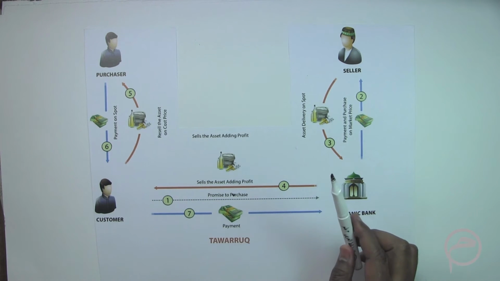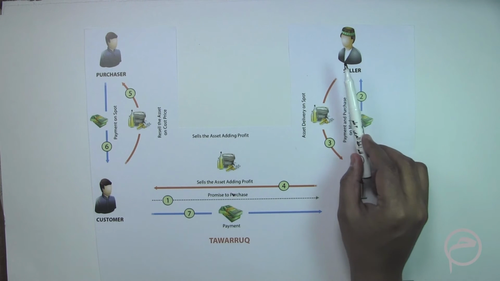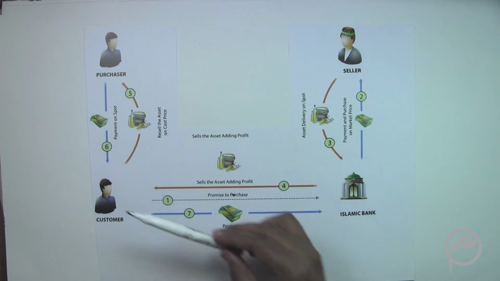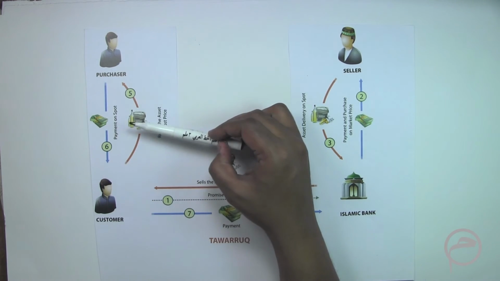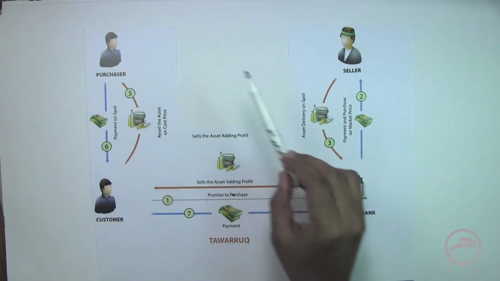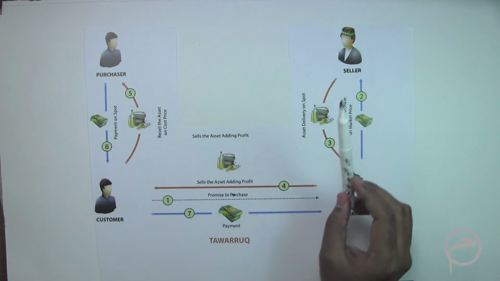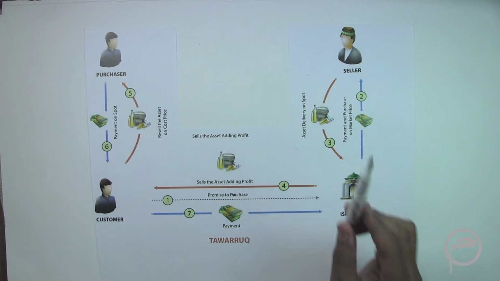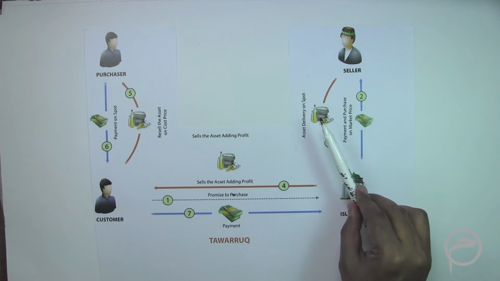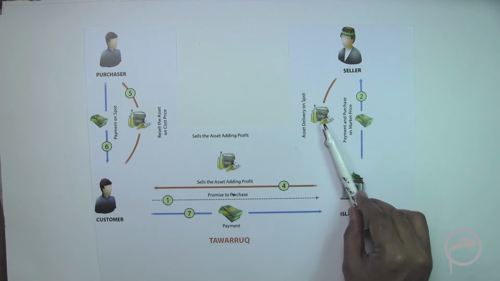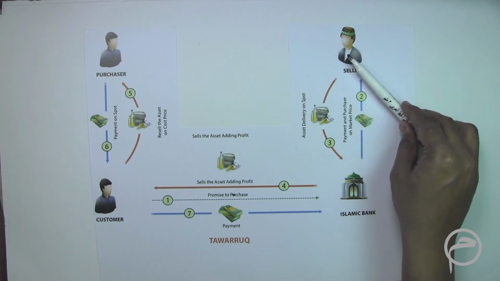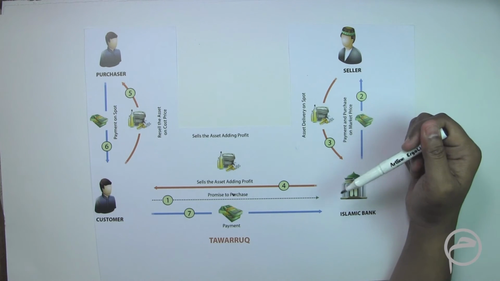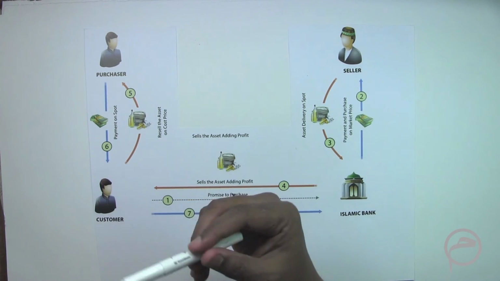Some important points which need to be kept in mind: the supplier who sells the goods to the Islamic bank and the purchaser who purchases these goods from the customer need to be two different legal entities. They should not be the same entity. Number 2, the ownership of these commodities or assets needs to be properly transferred, in the first step from the seller to the Islamic bank, and then from the Islamic bank to the customer.